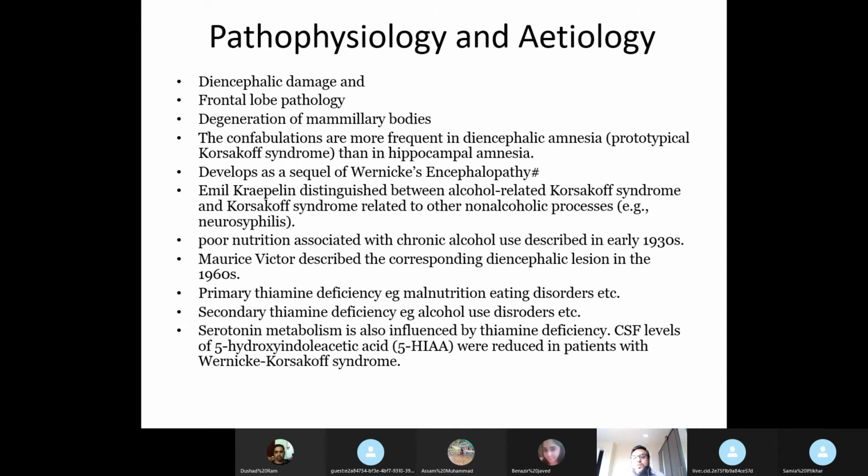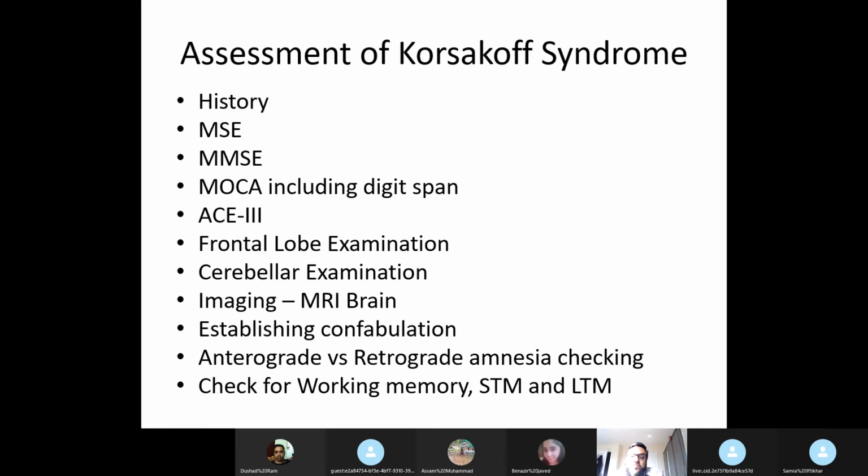Kraepelin distinguished between alcohol-related Korsakoff and Korsakoff related to non-alcoholic process. And the last picture just says Korsakoff; it's just that usually it is alcoholic Korsakoff syndrome. So you can still see some frontal lobe pathology in Korsakoff syndrome. Primary thiamine deficiency can happen due to malnutrition, eating disorder, and secondary could be due to alcohol use disorders.